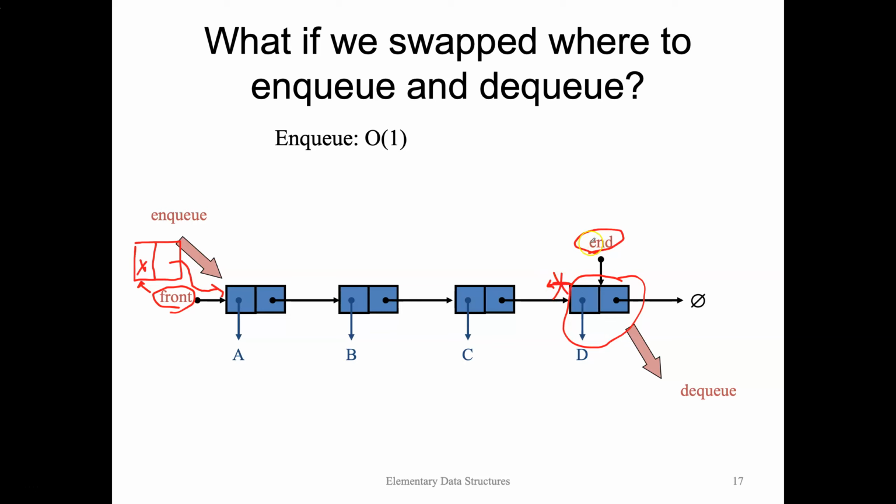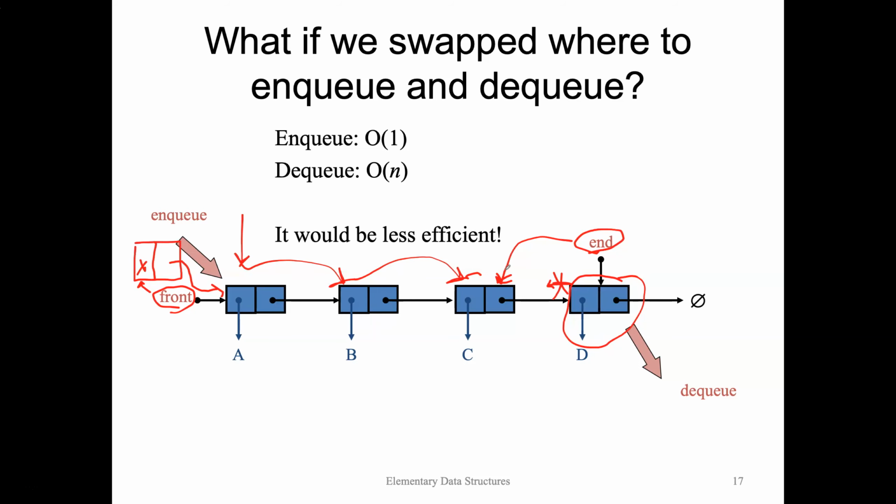Right? So if we wanted to update this end pointer, we would have to start at the beginning, at the front, go to the next item, and then the next item, and then the next item until we found that there's nothing else left, that we were back at our starting point. Then we can update our end pointer to that item. So dequeue, if we were to implement it this way, would be linear time. So this wouldn't be an efficient implementation of a queue if we were using a singly linked list.